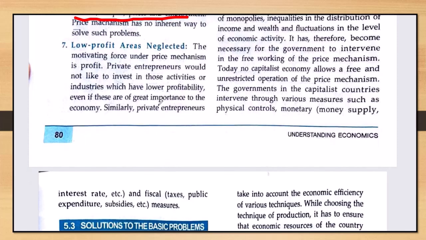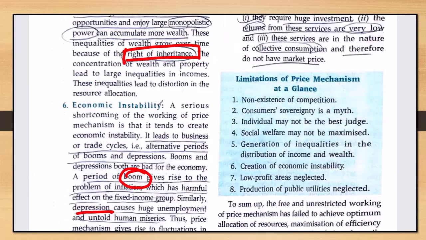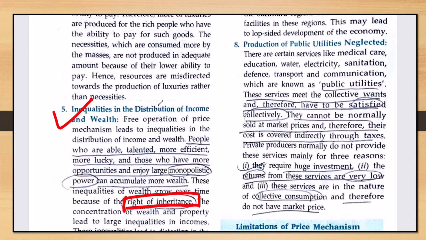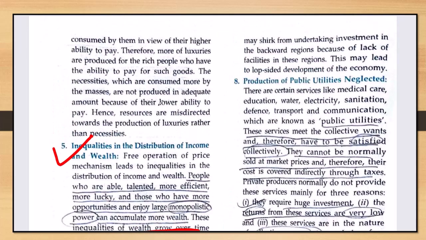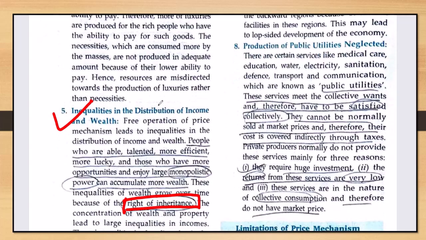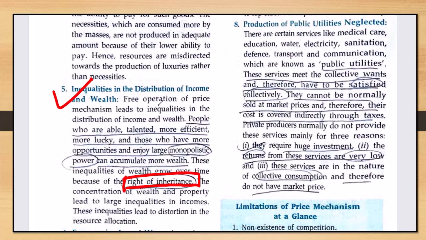Low profit areas are neglected. Because of the profit maximization motive, producers are very least motivated to produce goods and services which can be provided in the backward regions or to people in the low income category, because they do not earn higher profits there, so they always get neglected.